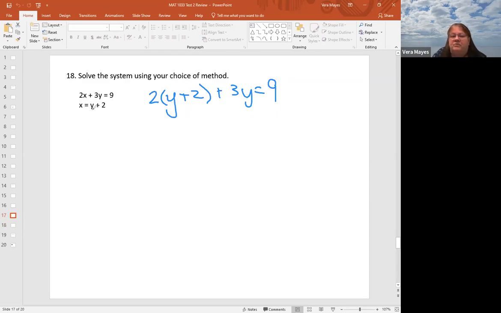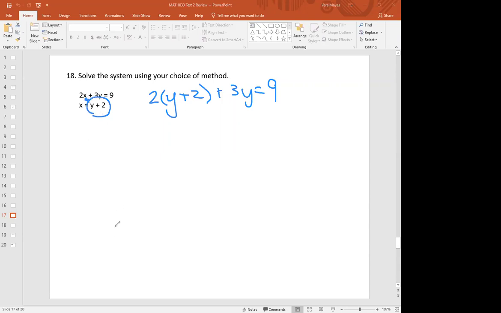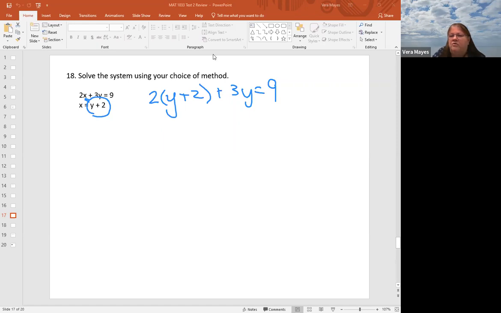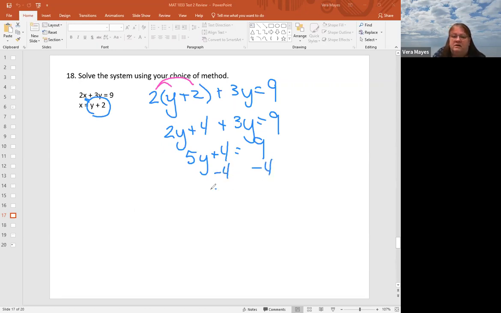All right, so we took what x was equal to, and we plopped it in for this x value. That's all we've done so far. And now we can go ahead and distribute so we can get rid of our parentheses. Add up like terms. And go ahead and try to solve for y. So let's minus the 4. So 5y equals 5. Well, that worked out really pretty. So y is 1.